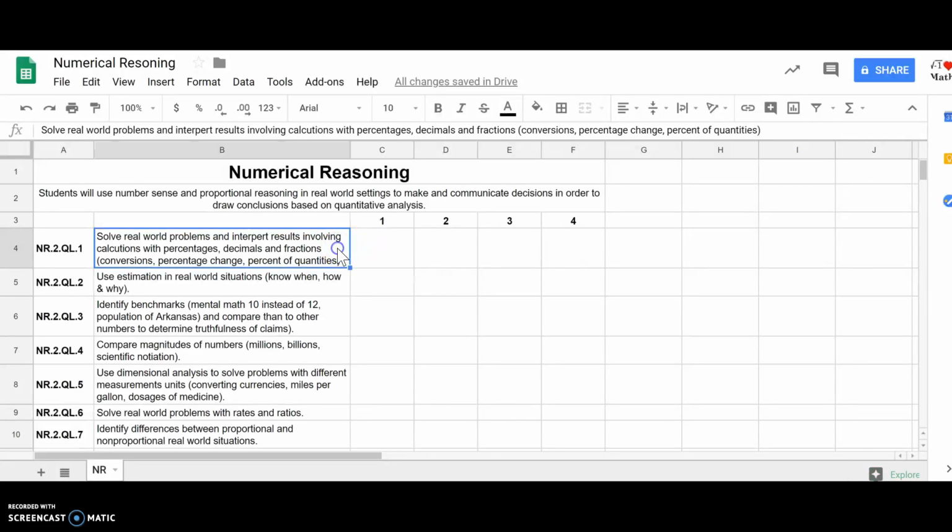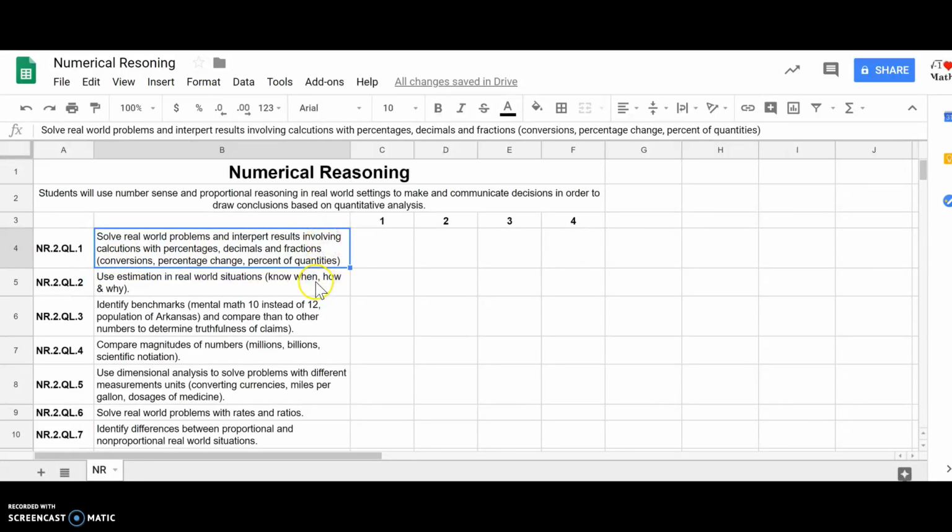All right, so let's start with the first standard. Solve real-world problems and interpret results involving calculations with percentages, decimals, and fractions. We've talked about this. I know a lot of you have weaknesses with percentages, with decimals, with fractions. However, we do have calculators, so don't stress that, okay?